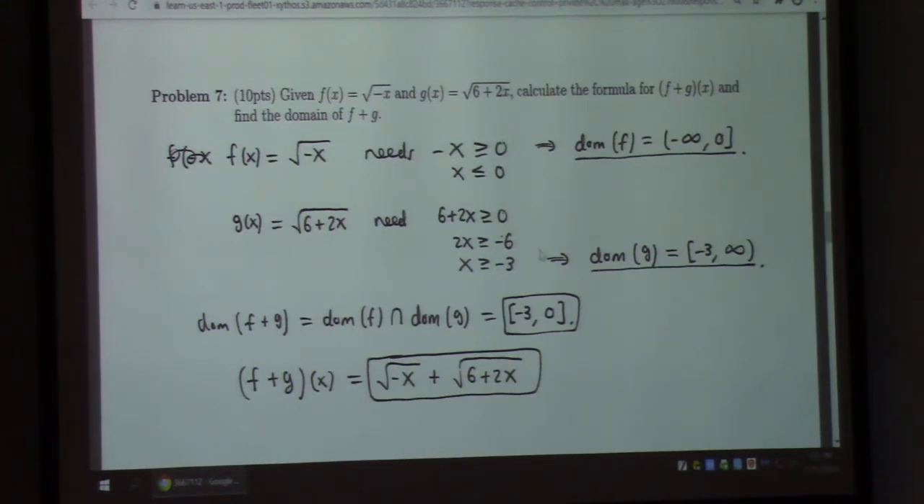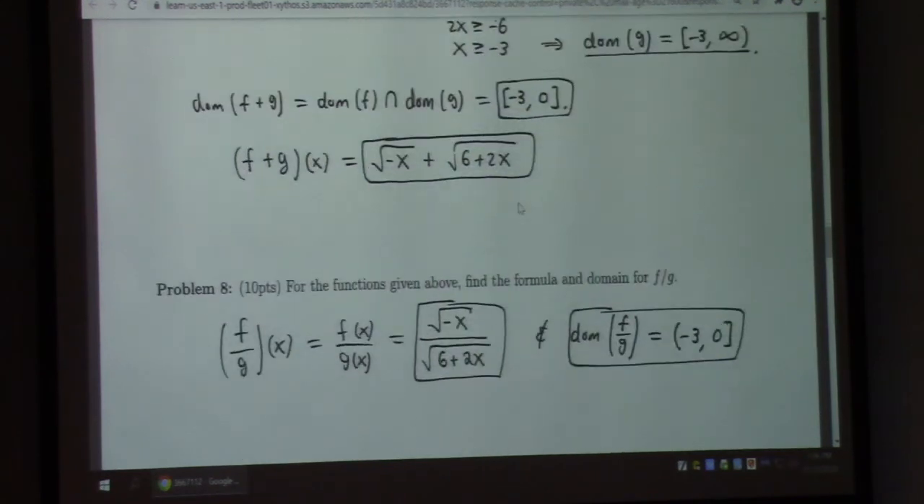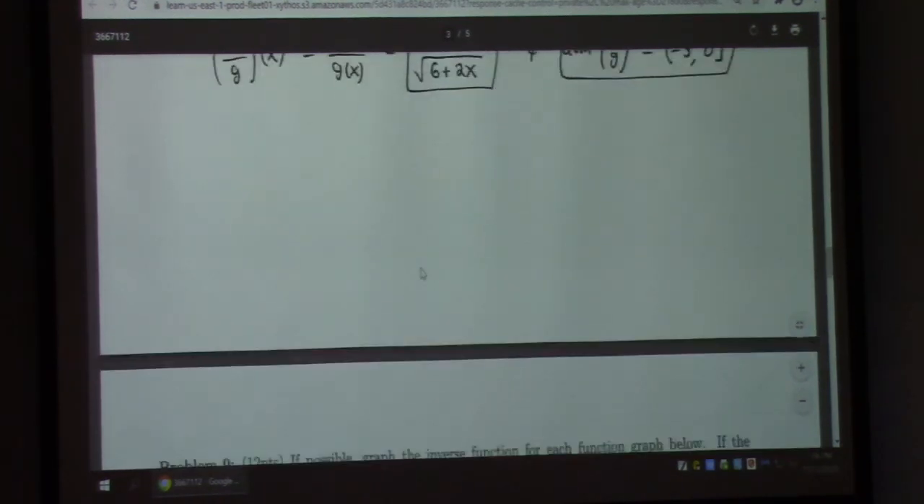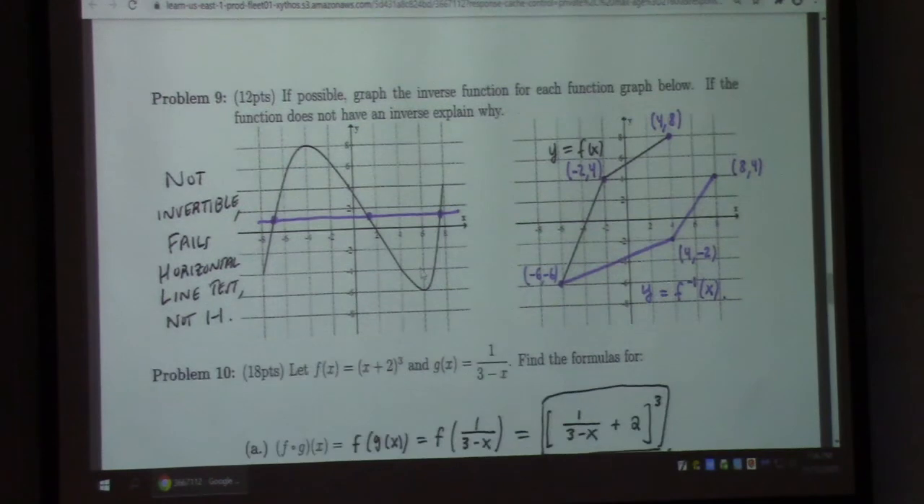Any questions about this one? We did this in class for a fair amount of time, right? I mean, we worked problems like this before the test. I think a lot of you got this right. For the division, we have to throw out the one which makes g 0. That's why 3 gets removed down here. How do we decide whether or not a function's invertible?